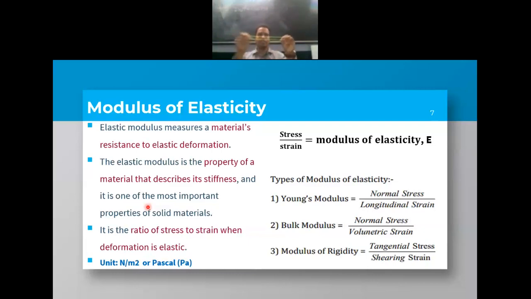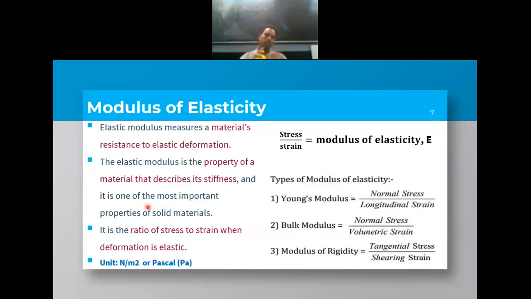So modulus of elasticity can be classified into three different types. One we call Young's modulus, the other is bulk modulus, then rigidity modulus. Length-oriented modulus is called Young's modulus. For example, you apply a force, and the length of the dimension changes. This is what is called Young's modulus.